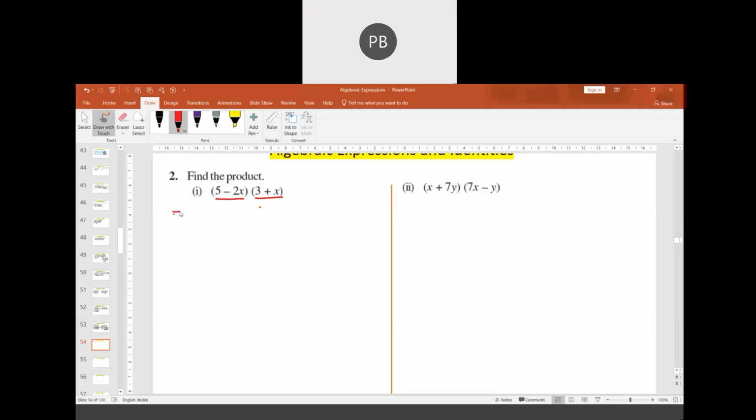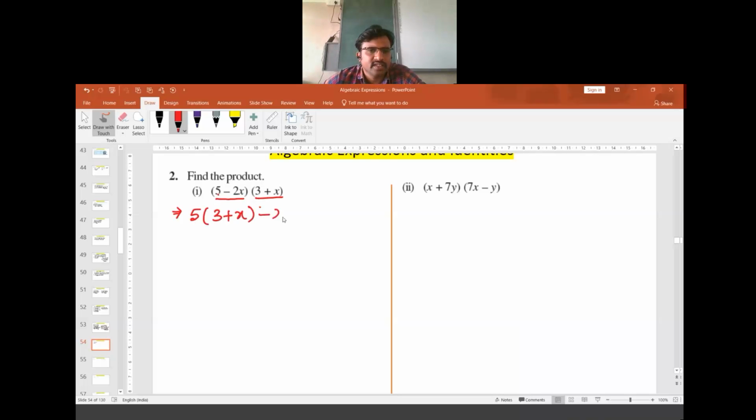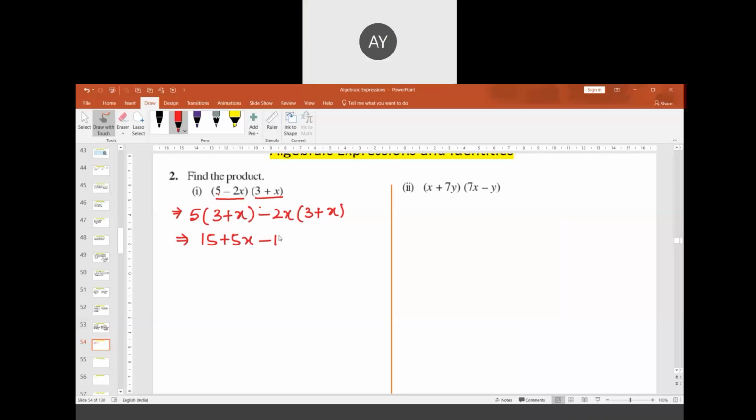It is like the previous multiplication only. 5 to be multiplied to both the terms 3 plus x, and minus 2x to be multiplied to 3 plus x. 15 plus 5x minus 6x and minus 2x square. 15 minus x minus 2x square. Correct? Here plus 5 minus 6 gives us minus 1.